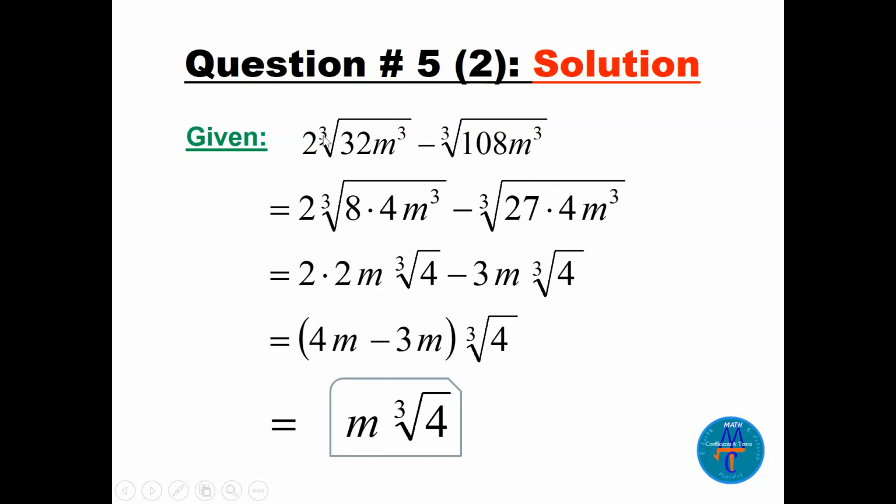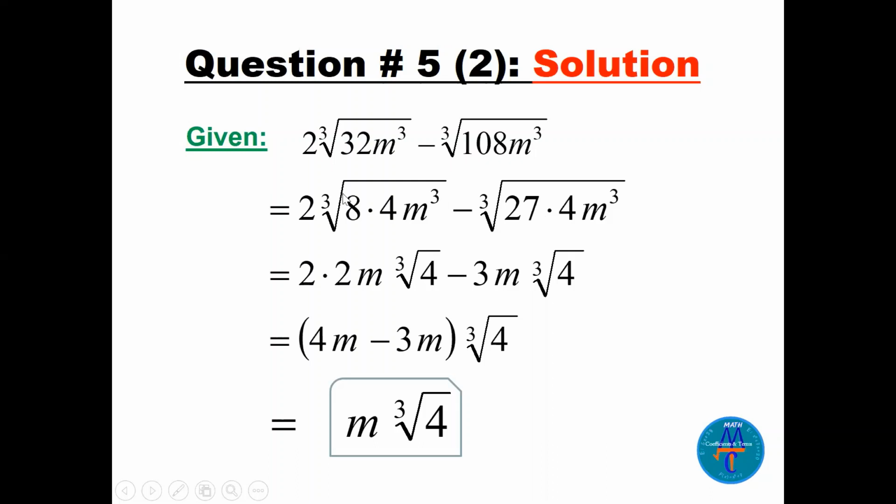Now the answer here is look at the index. See the index 3? So I have to find a number multiplied by itself 3 times, the same number, inside the 32. So that number is 8. 8 times 4. So not 16. Now 108. I have to break down 108 into 27 times 4. 27 is 3 times 3 times 3.